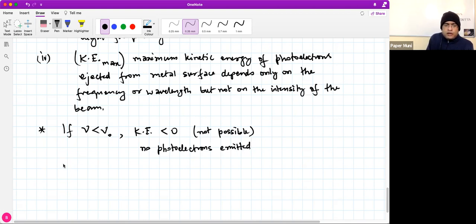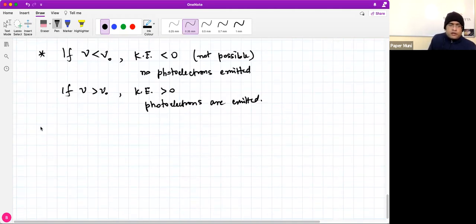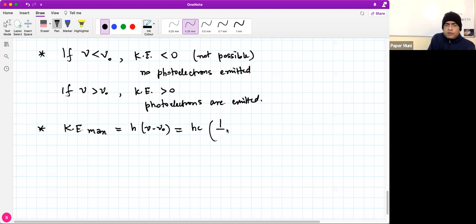And if nu is greater than nu naught, we have kinetic energy greater than zero. Theoretically, in this case photoelectrons are emitted. So this explains the very first point. We can also write the formula for KE max in terms of wavelength: h times nu minus nu naught, which is equal to hc times 1 by lambda minus 1 by lambda naught.